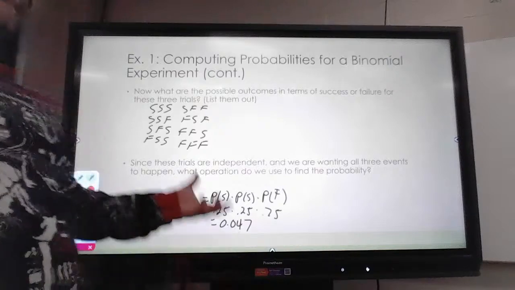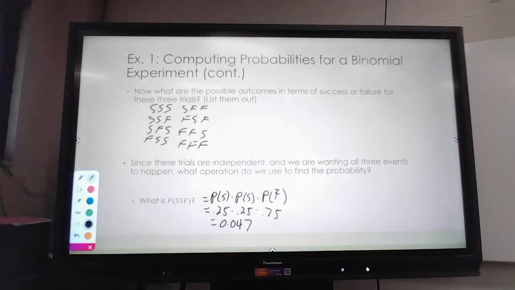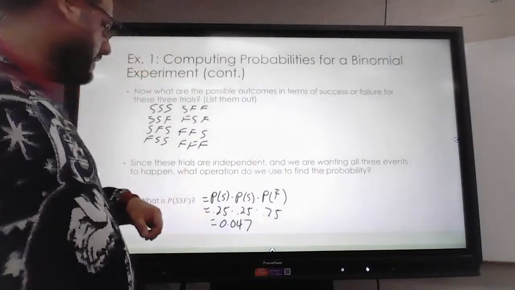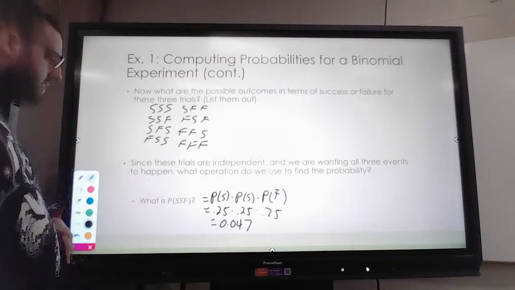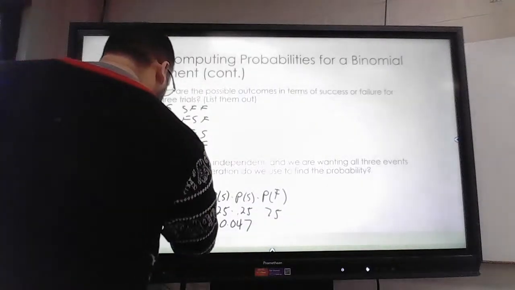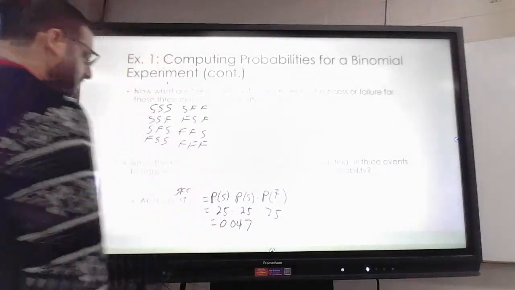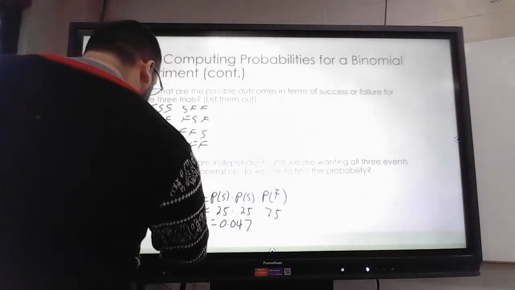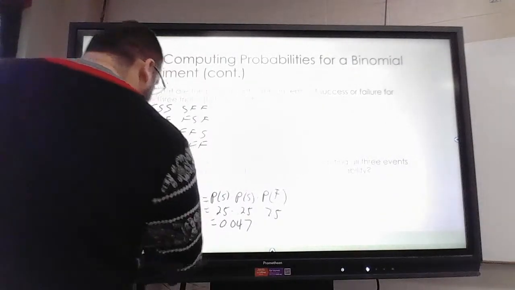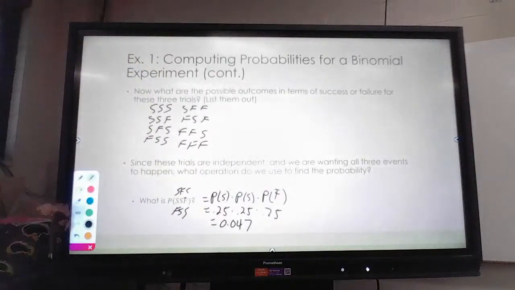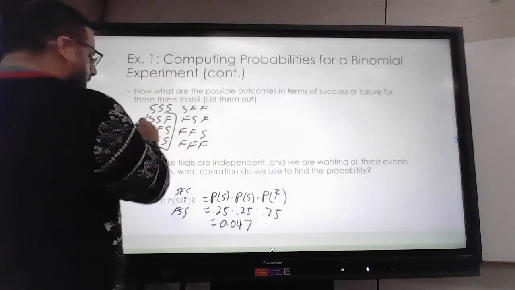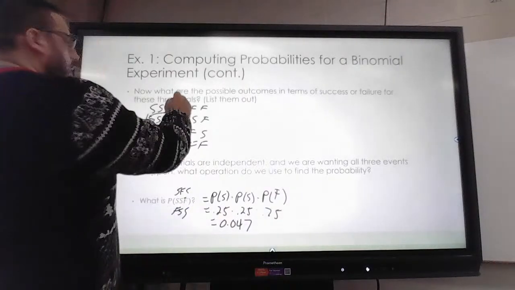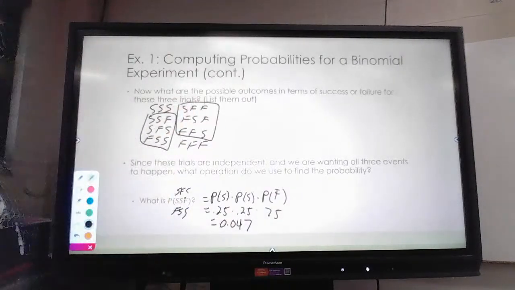Now, as you progress through these binomial probability problems, you'll start to notice that some of the parts in the sample space will have the same probability, because remember, multiplication is commutative. So SSF actually has the same probability as SFS. It also has the same probability as FSS. So all 3 of these have the same probability, 0.047.